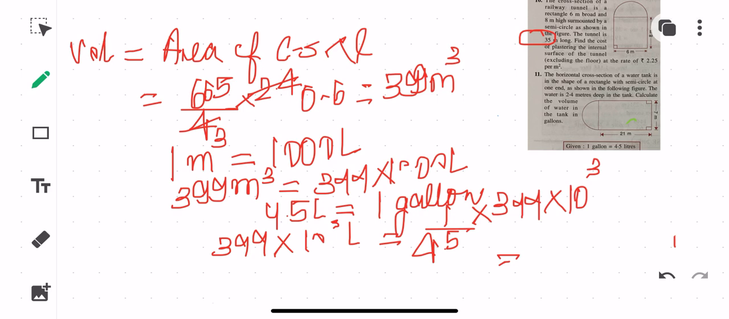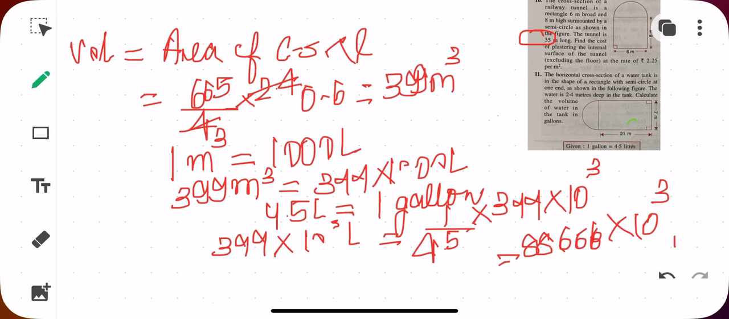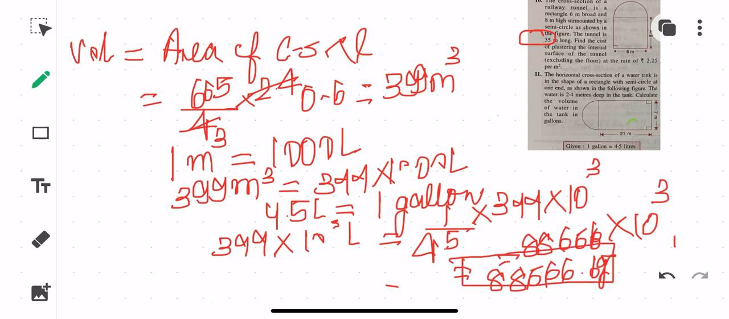We are getting 399 divided by 4.5. This is coming out to be 88.666, continuing into 10 cube. If you multiply this, then this will be equal to 88666.67. Like this you will be getting. And this is in gallons. So this is the answer that you are getting. This way we will be doing this sum.